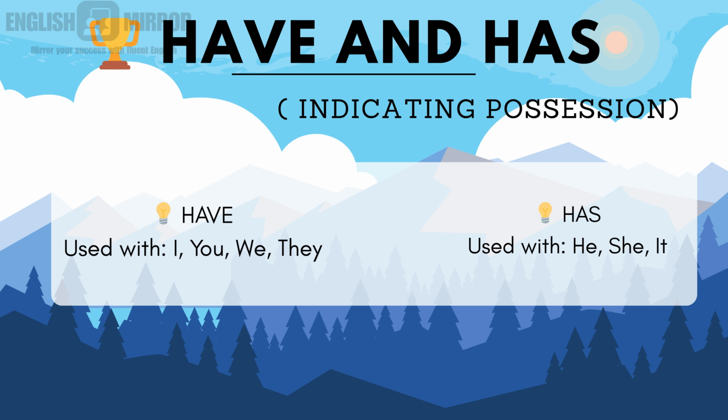Now you will be asking where to use has then. Yes, I have a solution for your confusion or question. We will use has with he, she, and it. This is the short and very easy trick for remembering this. We use have with I, you, we, and they, and we use has with he, she, and it. Hope it's clear for you. You can think again about the tip I shared.